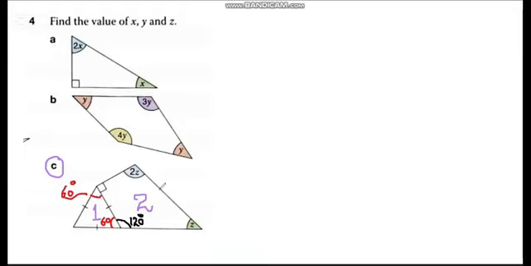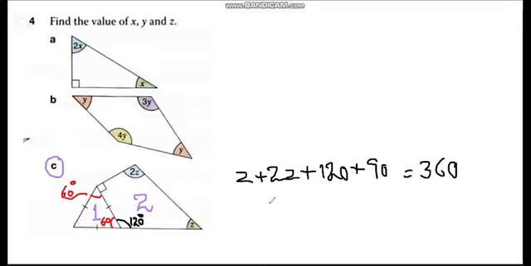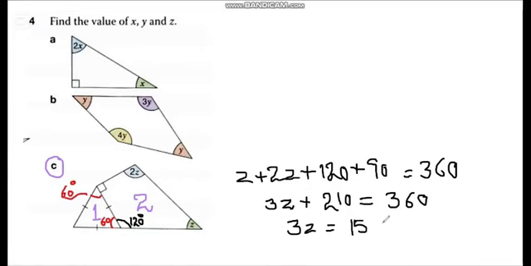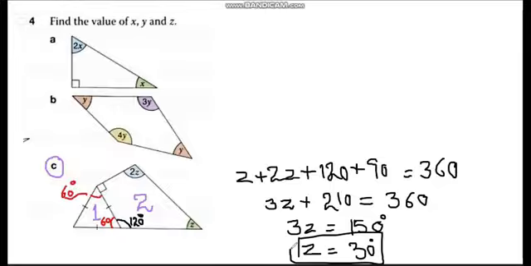Now we can easily figure out the size of z, because in this quadrilateral, the sum of angles will be 360. So I can say z plus 2z plus 120 plus 90 will be equal to 360. So if I solve this, z plus 2z should be 3z, and 120 plus 90 will be 210. Now if I subtract 210 from both sides, I will get 3z equals 150 degrees. And if I further divide both sides by 3, I will get 30 degrees. So we have got the sizes of x, y, and z in this question.